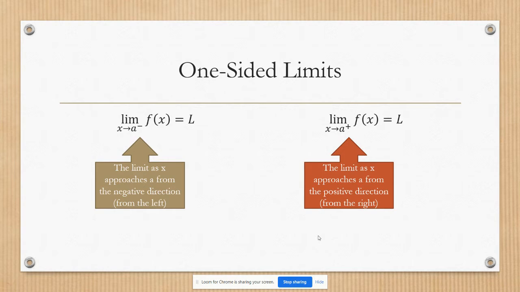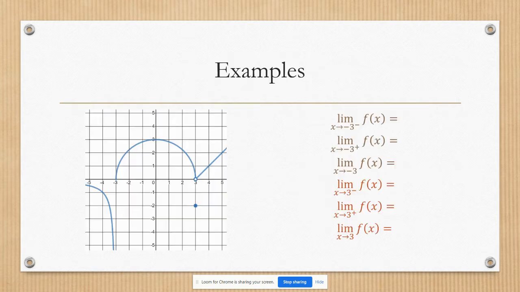These are one-sided limits. They look like little exponents, so this is the notation for approaching that value from the left or from the negative direction. As x gets closer and closer to that value, but still a little bit smaller, what's going on with the y-coordinate? And this little exponent of a positive sign means that we're approaching that number a from the positive direction, from the right, with x-coordinates that are a little tiny bit bigger than a. What's going on with the y-coordinates as our x-coordinates get just a little bit bigger than a? So those are one-sided limits.